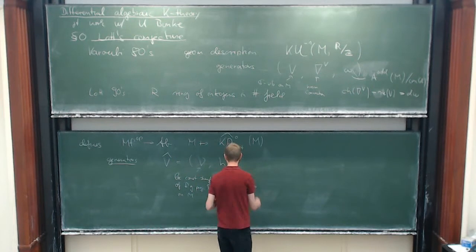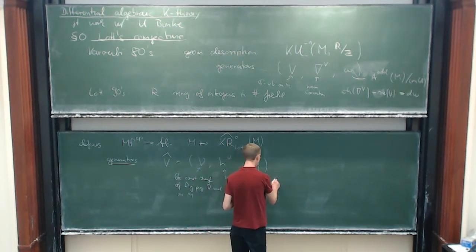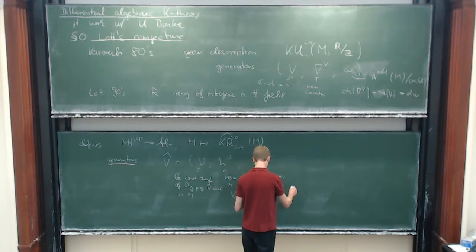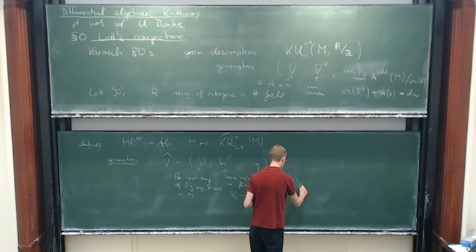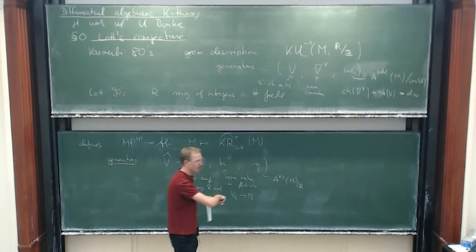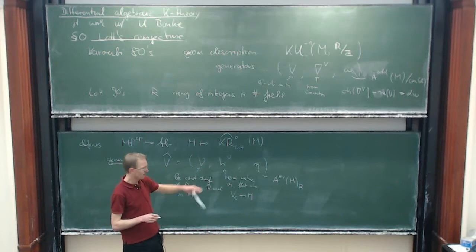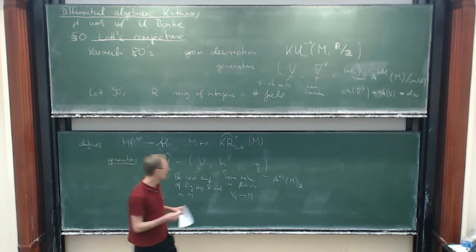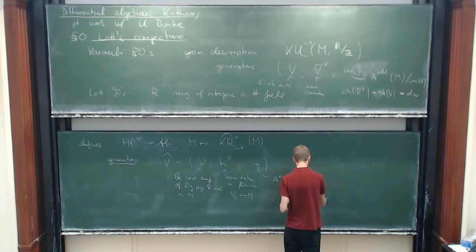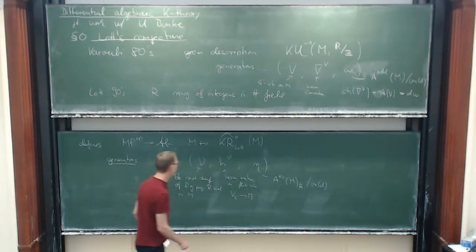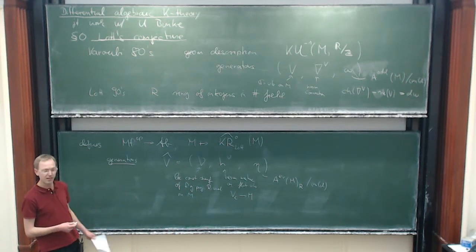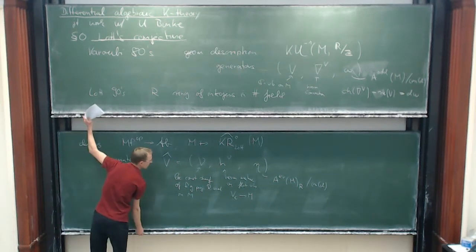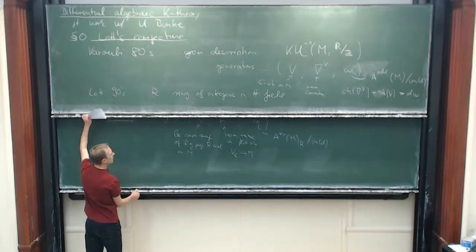Okay, and then it's the same here. We have some differential form eta, and this is now an even differential form on M. And I put an index R here. This also means that you take one copy of the differential forms for each complex embedding of R, divided by the image of d. So these are the generators. And before I can give you the relations, I have to recall what the characteristic forms are.